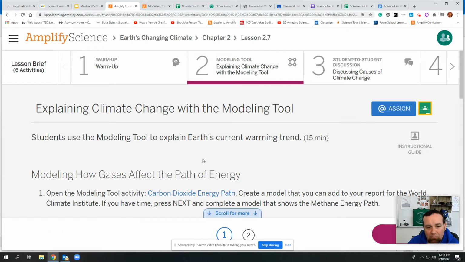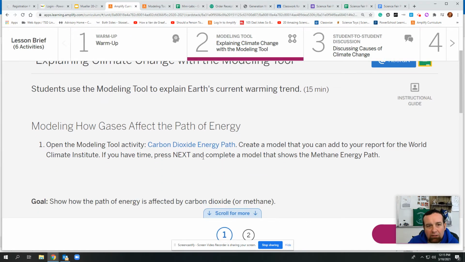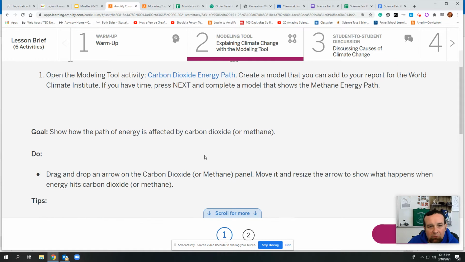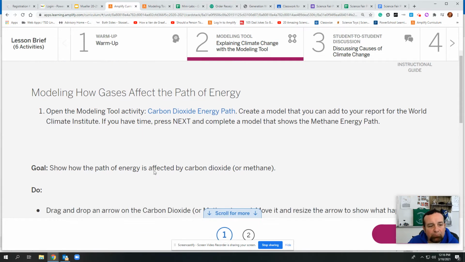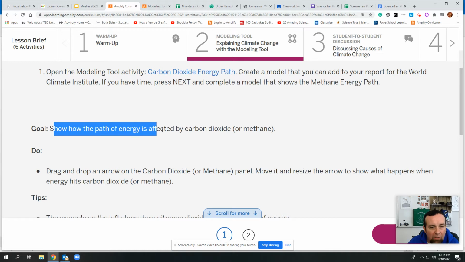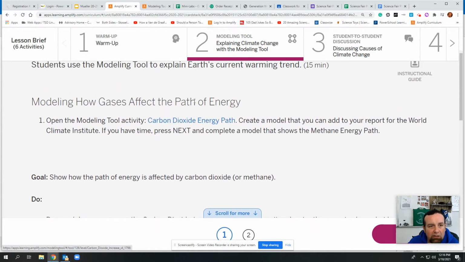All right, people. Hopefully we have gotten to here. We're working on a modeling tool, and what we're going to do is model how gases affect the energy paths, very similar to what we have been working on previously. So our goal is to show how the path of energy is affected by carbon dioxide, and then in part two here we're going to do the methane. So the first thing we're going to do, click right here.